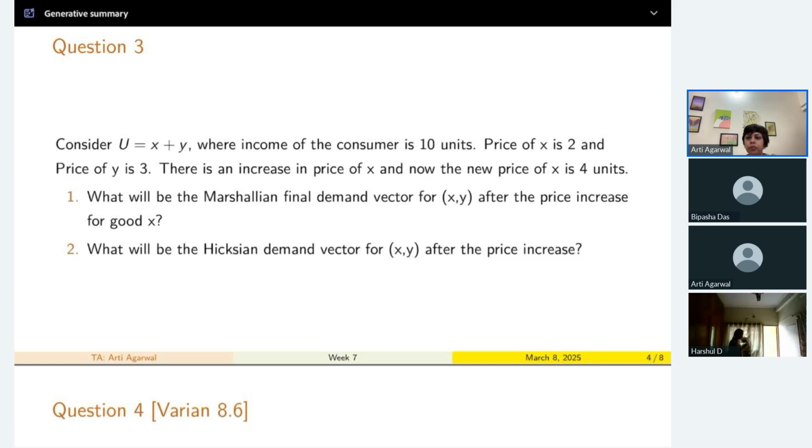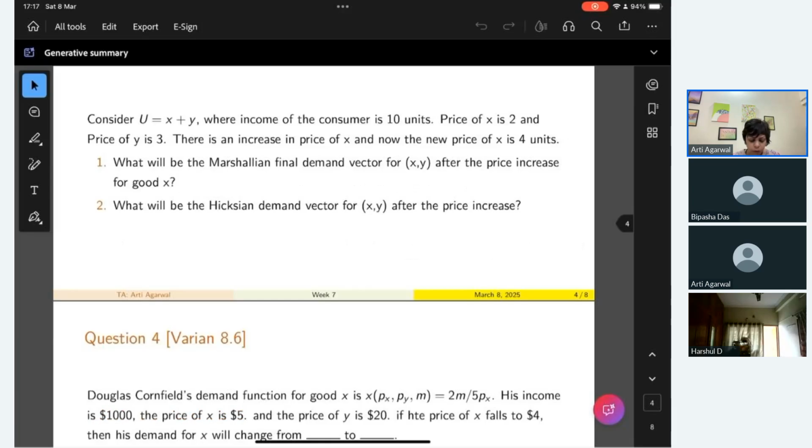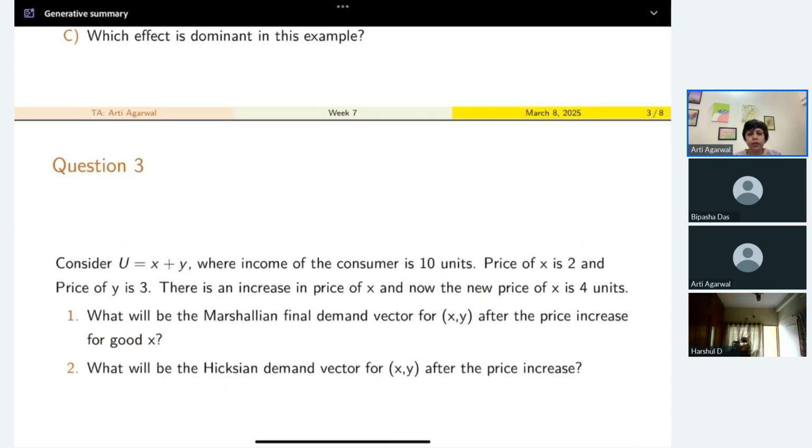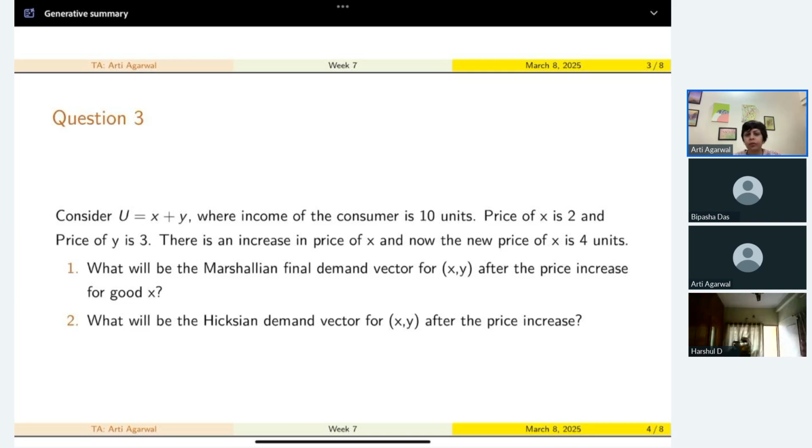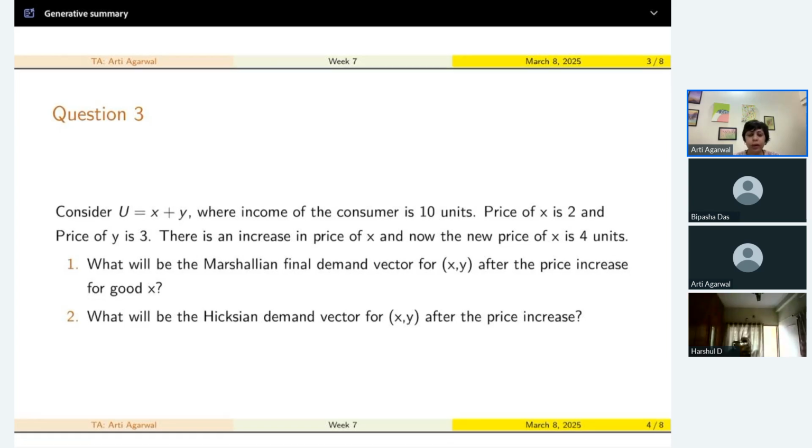Okay, so let's see what the question is saying. U is given as x plus y, right? It means that it's a case of perfect substitutes. It's not like what we had before, u equal to x into y. It's a case of perfect substitutes.